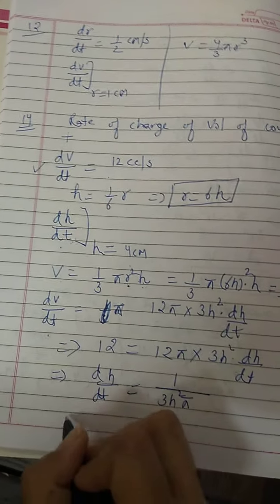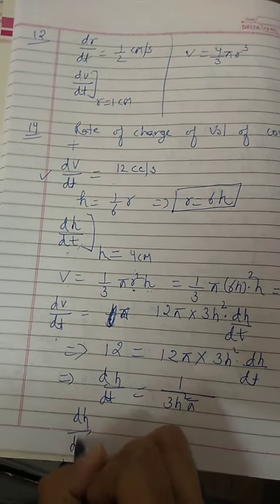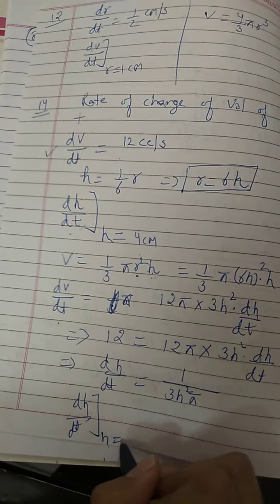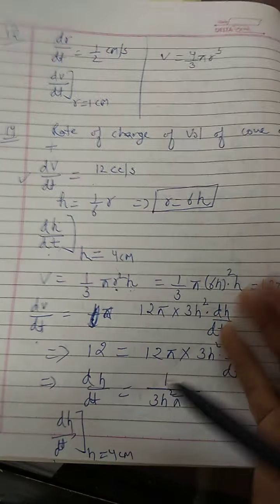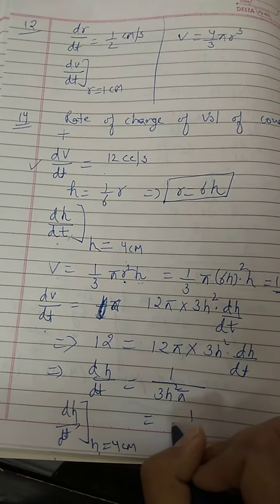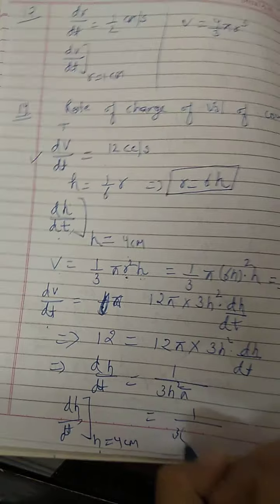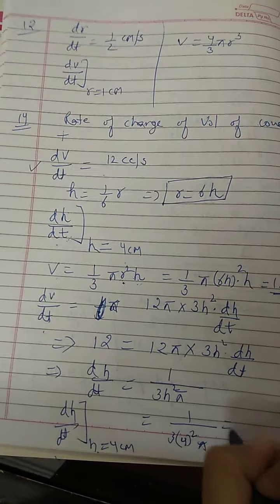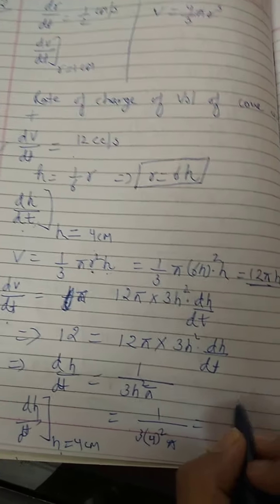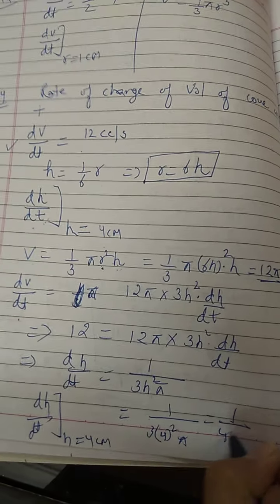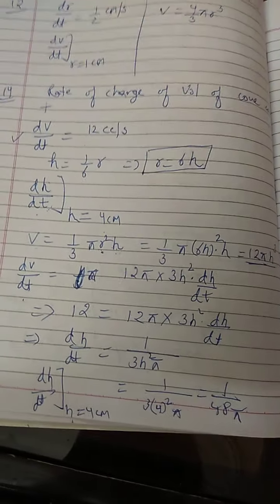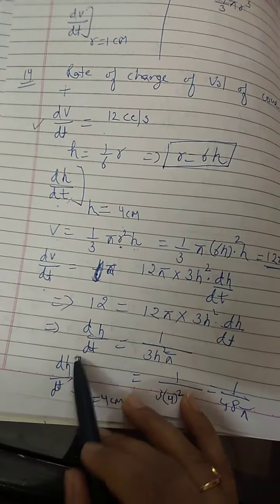Right? Now when we have to find dh by dt when h is equal to 4 centimeter, let us substitute the value of h here. It will be 3 into 4 square pi. 4 into 4 is 16, 16 into 3 is 48, so it will be 1 upon 48 pi. Okay, this is done. Now we have dh by dt.